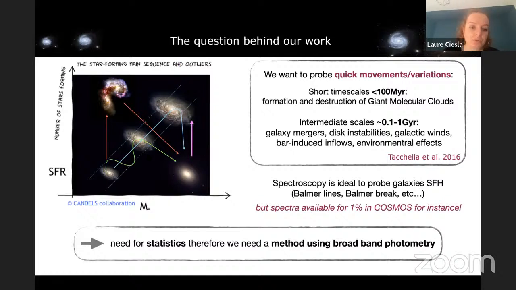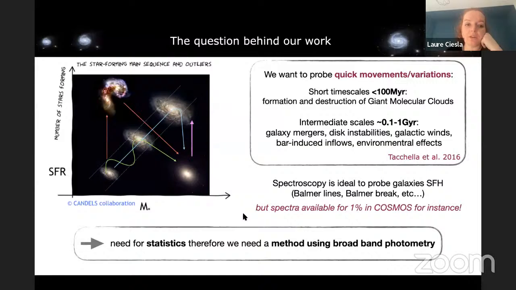So actually, to put constraints on that, we want to probe quick movement, quick variation. We are talking about typical scales of less than 100 mega years, where you can have mechanisms like formation and destruction of giant molecular clouds that could provide and imply this short-term variability in the SFH, the star formation history of the galaxy. And at intermediate scales, between 100 mega years and 1 gigayear, you can have a lot of mechanisms such as galaxy mergers, disk instabilities, and winds that could explain some variation here in the scatter of the main sequence.